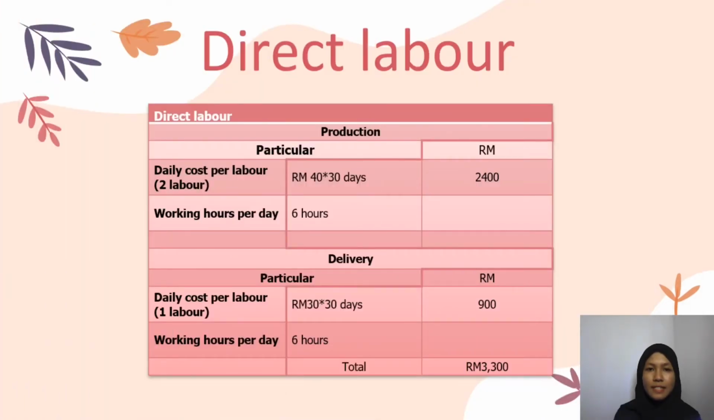So this is the calculation of direct labor. For the production, we hire 2 laborers. Their wages for a day is 40 ringgit, and for a month the total is 2,400. And for the delivery, we hire 1 laborer. Their wages for a day is 30 ringgit, and for a month their salary is 900. So the total direct labor is 3,300.